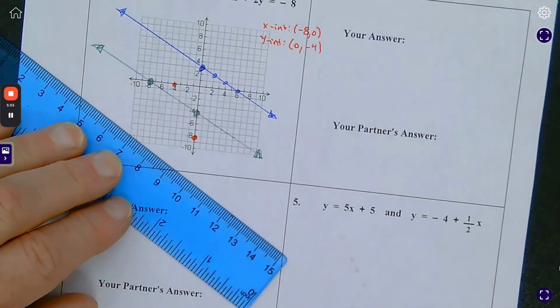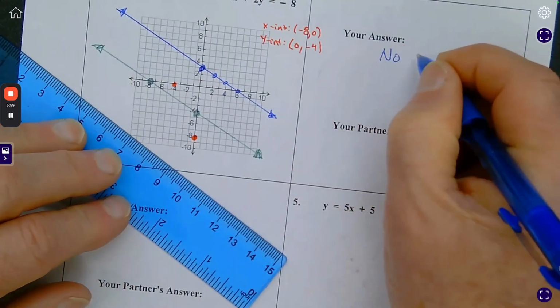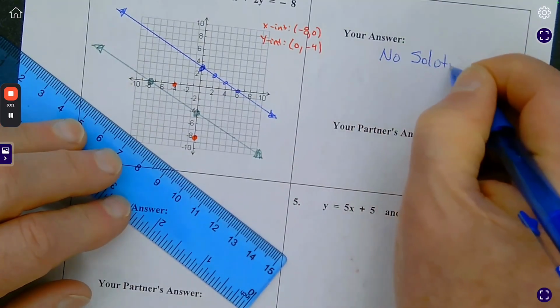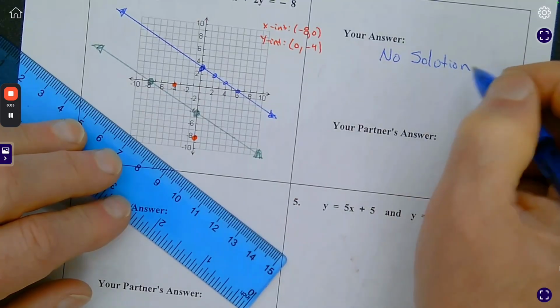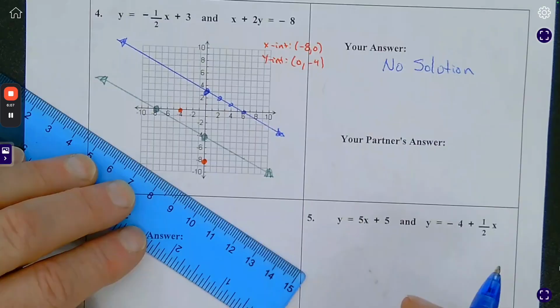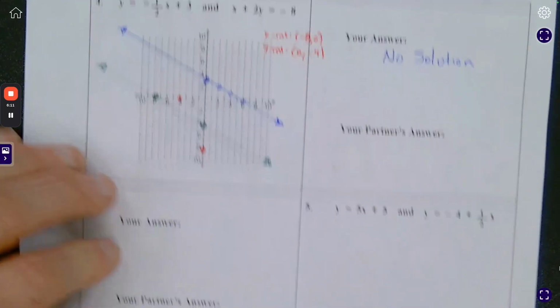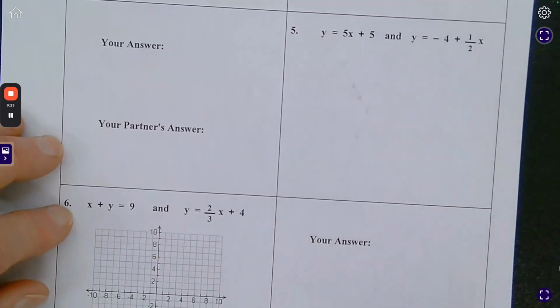How many solutions do parallel lines have? No solutions. So do not write parallel. Parallel is the characteristic of the lines. But there's no solution to this. And that's what we're looking for, solutions. Right? Where do they intersect? But they do not intersect. So there's no solution. Ooh, that's fun.